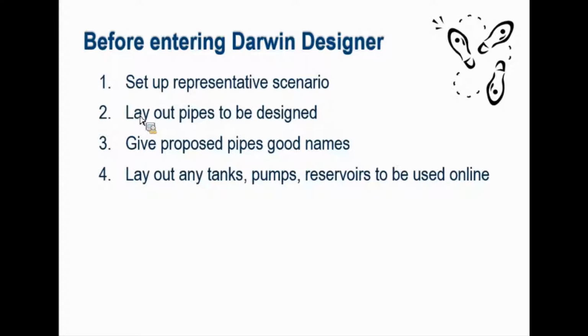So you actually need to guide Darwin Designer to say, here's some potential paths that you might want to consider. Like actually draw those out. Doesn't matter what diameter, again, you use, but the path needs to be there.